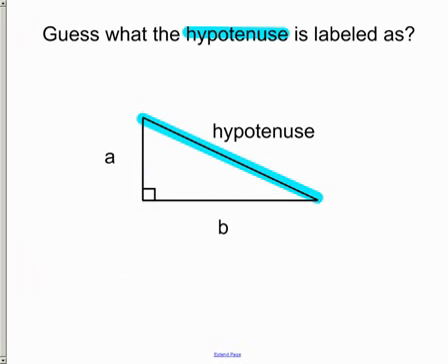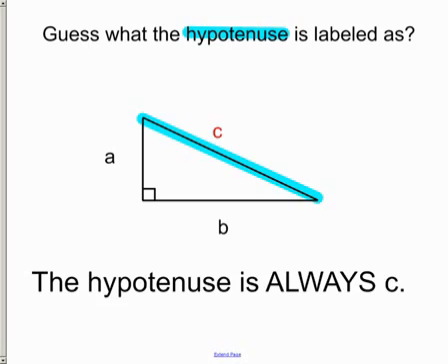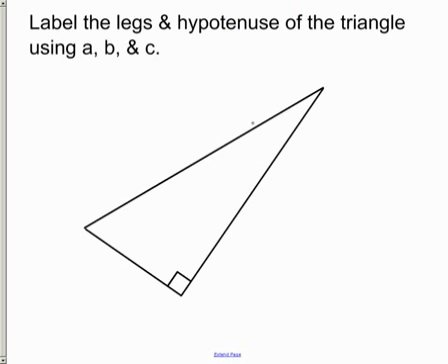Well, guess what the hypotenuse is labeled? C. So the legs are A and B, and the hypotenuse is C. And the hypotenuse is always C. That part is really important to remember. The legs we don't really care so much about. They're A and B, but that hypotenuse is always C. So let's get a little bit of practice here, labeling the legs and the hypotenuse as A, B, and C, because this part is vital to understanding this lesson.